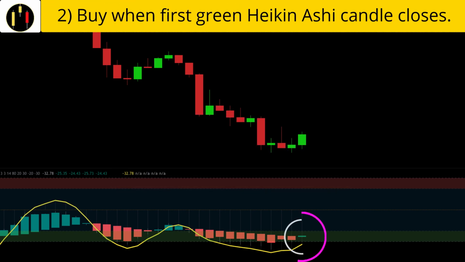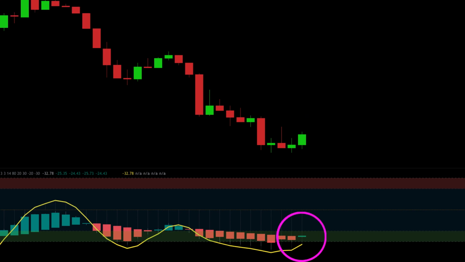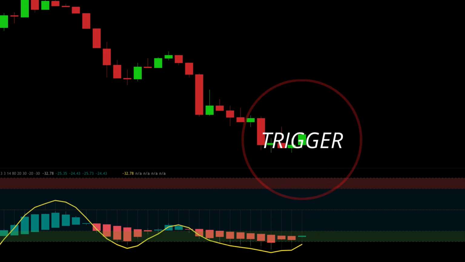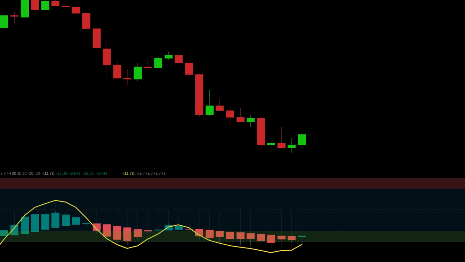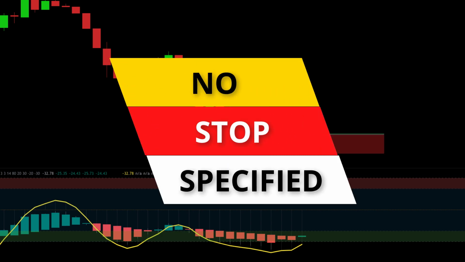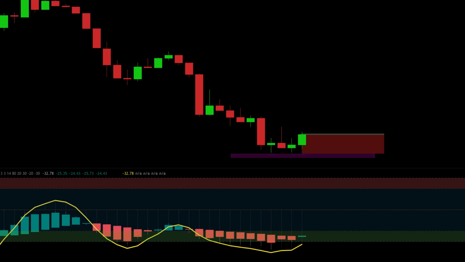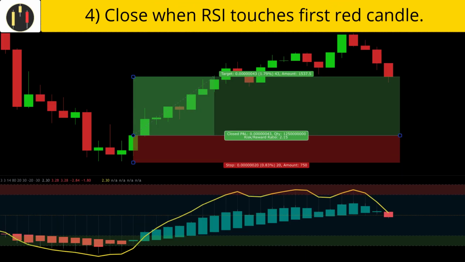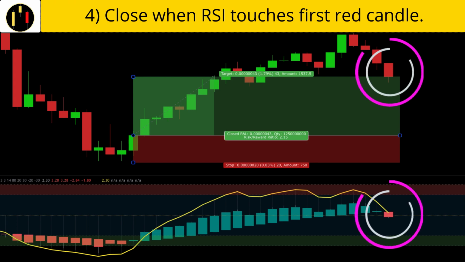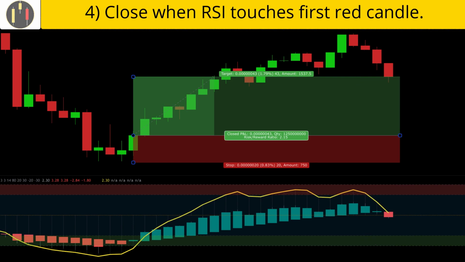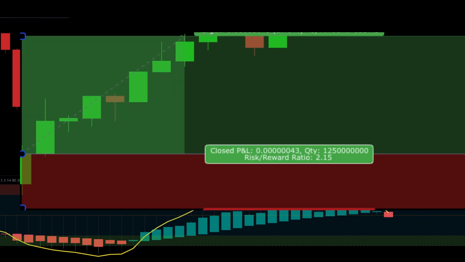Second, the buy is placed when the first green Heikin-Ashi candle closes. All of that happens on this candle here. That is our trigger candle. The original creator did not specify a stop loss, so for this test, I will be placing the stop below the previous swing low. And we exit the position when the first red Heikin-Ashi candle closes while touching the RSI and the trade is in profit. And this setup yields a 2.15 risk to reward ratio.